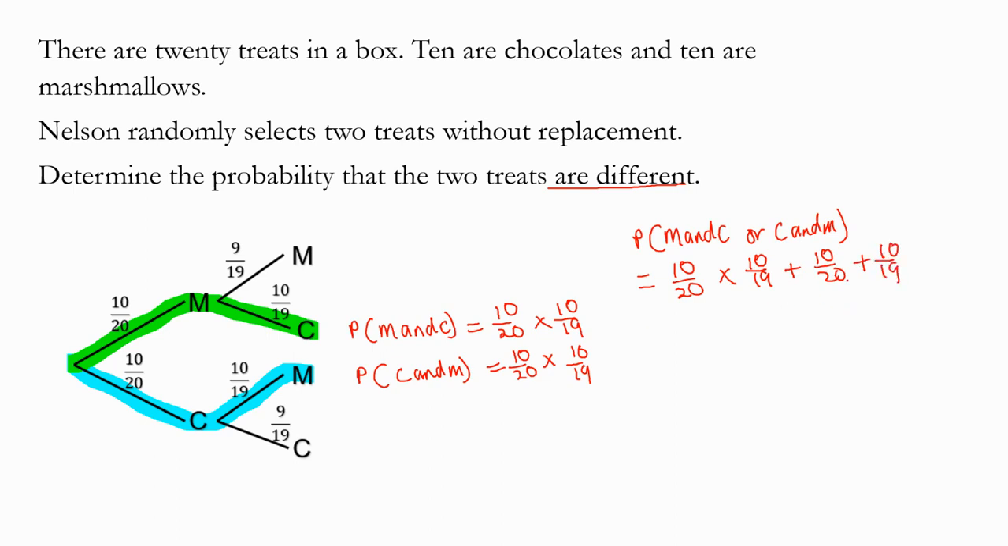You can use your calculator here, or we can just use basic maths, where you factor out the common factor, 10 over 20, and then we have 10 over 19 plus 10 over 19. But you can also use your calculator here. You must get the same answer. And then it becomes 10 over 20 times 20 over 19. Then 20 divided by 20 is 1. We remain with 10 over 19.